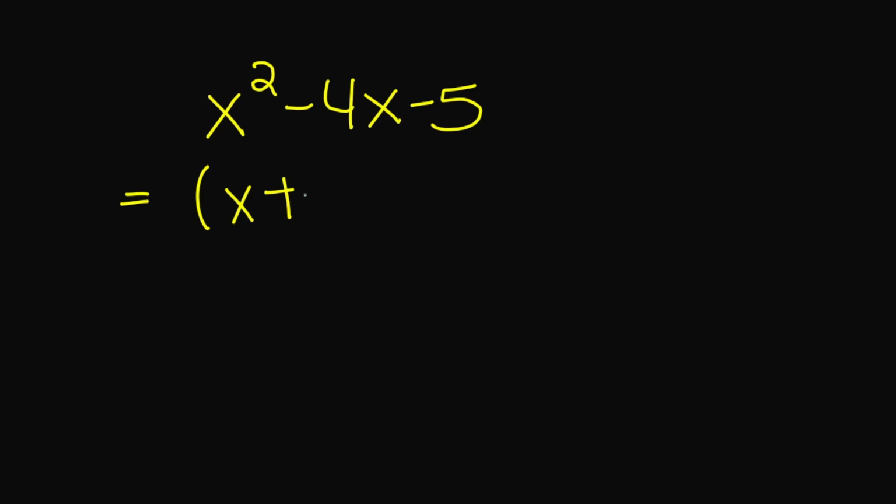Let's look at one more, x squared minus 4x minus 5. If you had this example here, the answer to this example is x plus 1 times x minus 5. So this is the answer. Now, if you receive this answer and you wanted to check your work, this is what you would do.